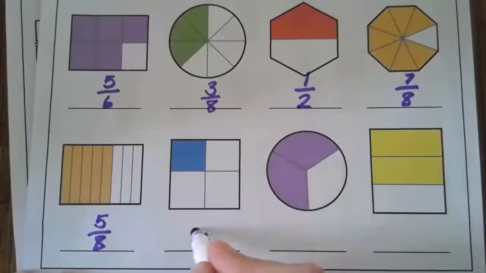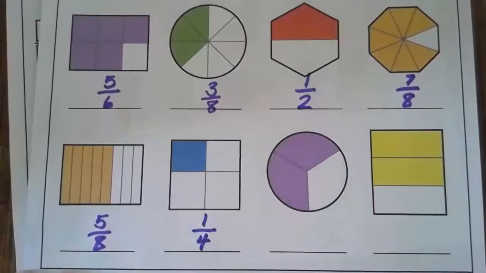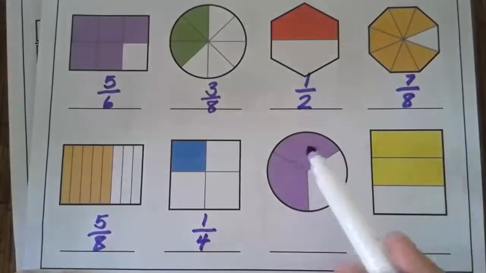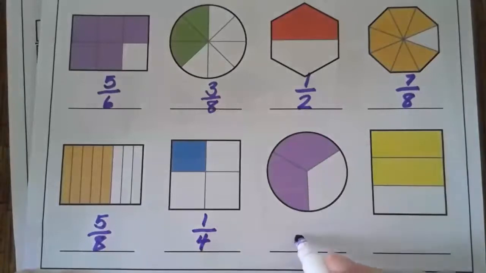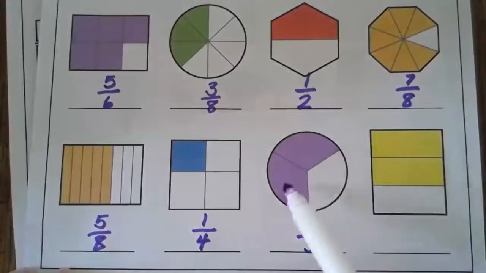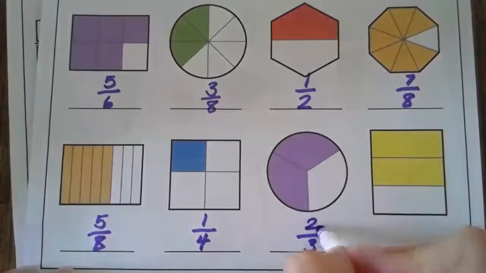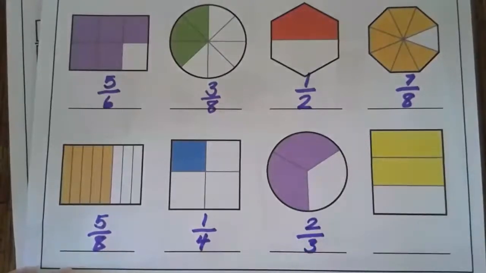Our square is divided into 4 parts. 1 out of the 4 is shaded, 1/4. Our circle is up next. There are 3 parts that our circle is divided into, and 2 out of the 3 are shaded for 2/3. And then with our last shape, it is divided into 3 as well. 2 out of the 3 are shaded for 2/3.